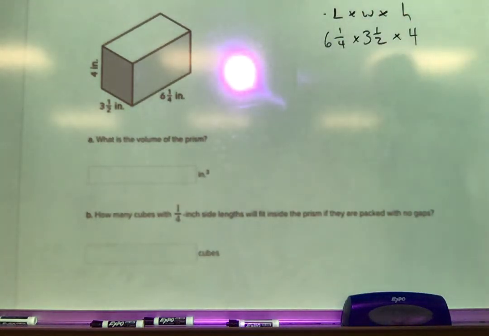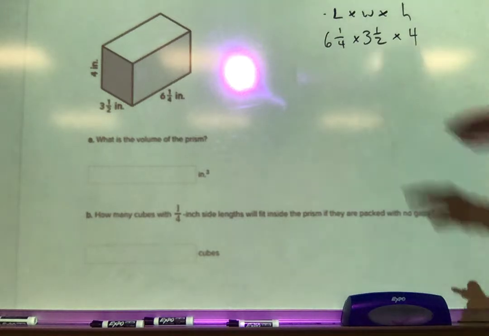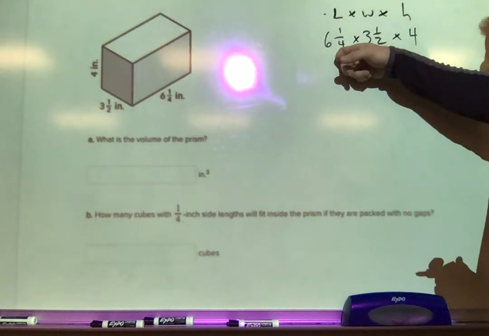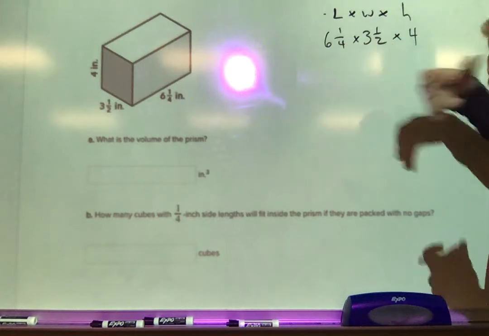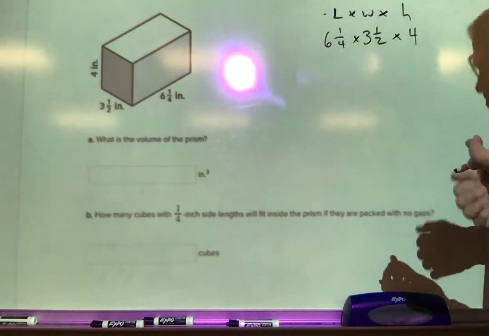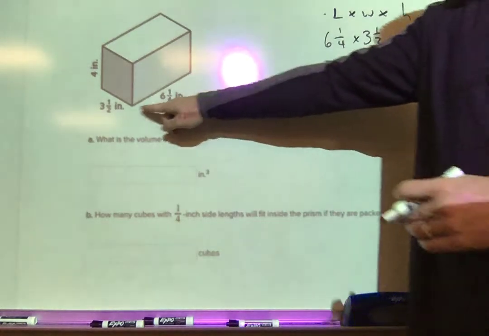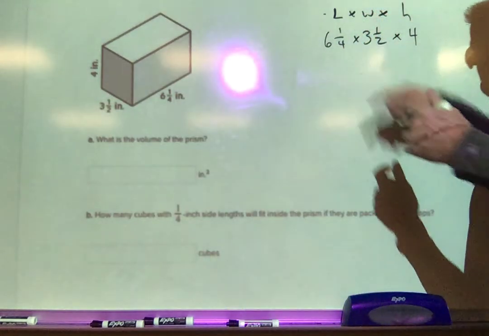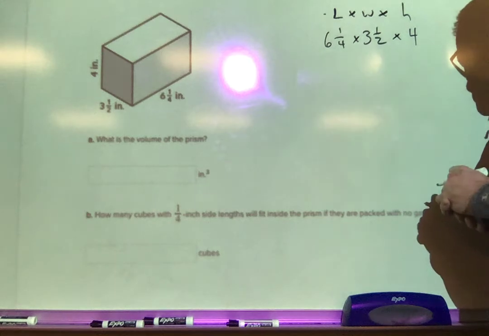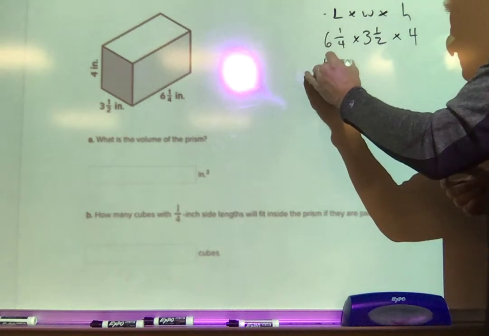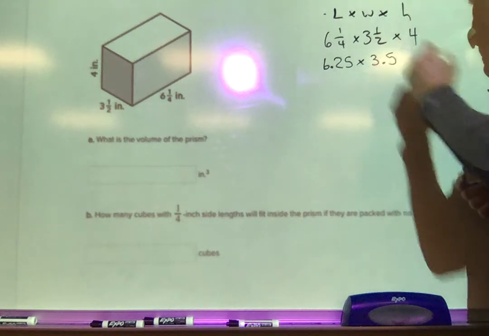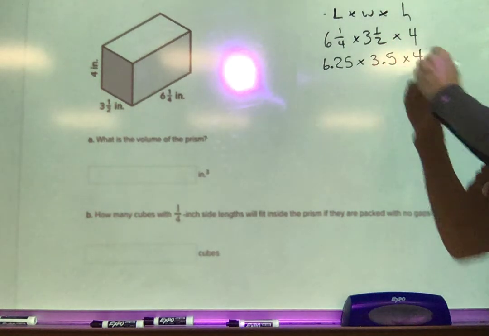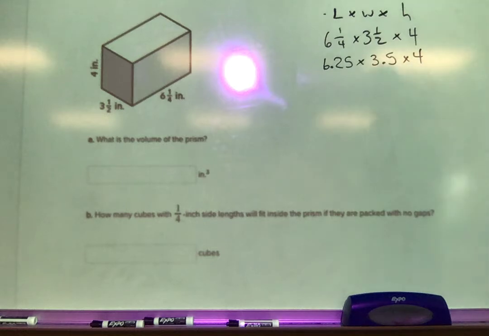So we can do this several different ways. Again, if I was going to do traditional with fractions, I'd make these into improper fractions and take that times that, get an answer, then take it times 4. I think I'll probably just put it into a calculator since all of these fractions can become decimals. I know 1/4 is 0.25 or 25 hundredths. So to do that, I could say 6.25. We know 3 1/2 is 3.5 times 4.